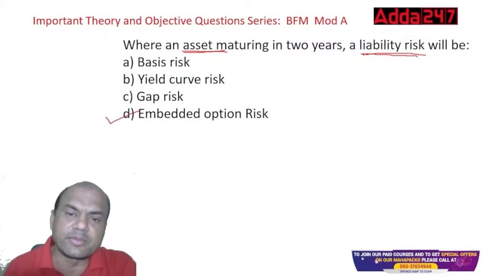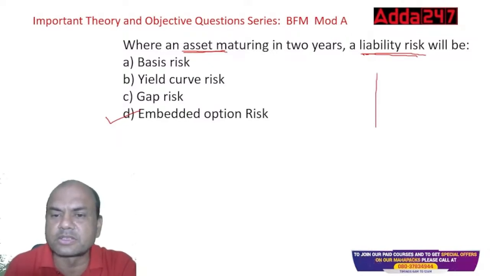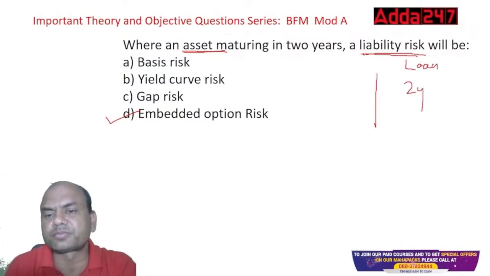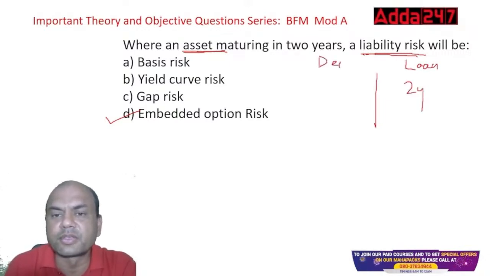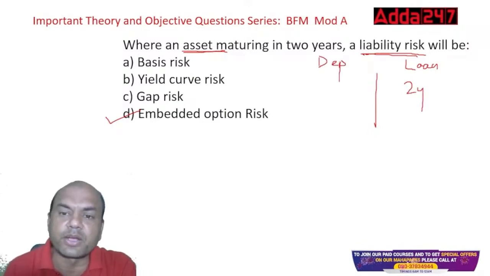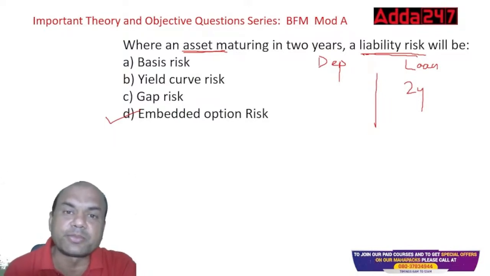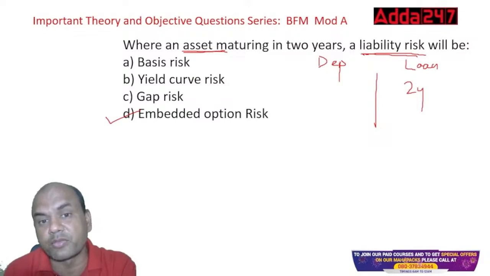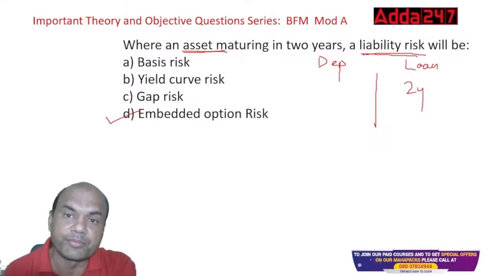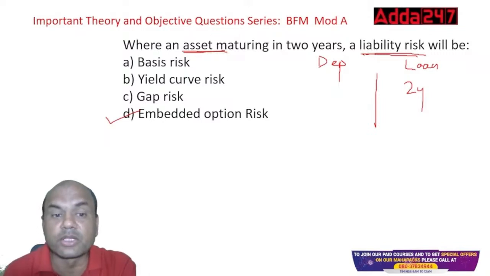See here, if this asset is maturing in 2 years, means there is a loan. Let's look at it this way, loan. If this loan is maturing in 2 years, I have to fund this loan by this 2 years. So I have to see to it that I have sufficient deposits for this loan. But if these deposits get matured, FD gets matured, there is a withdrawal, then will I get the FD of the same amount at the same rate afterwards? That is known as embedded option risk.